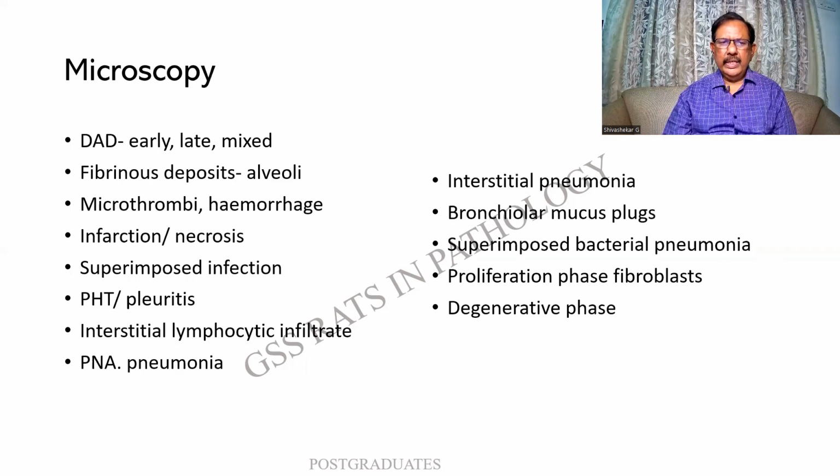The microscopy, on the other hand, you find that there is a diffuse alveolar damage, a keyword, which can be early, late, or sometimes mixed. Fibrinous deposits can be seen in the alveoli. The thrombi that we had mentioned, necrosis, etc. This is again a secondary change, a superimposed bacterial infection leading to a bronchopneumonia, pleuritis.